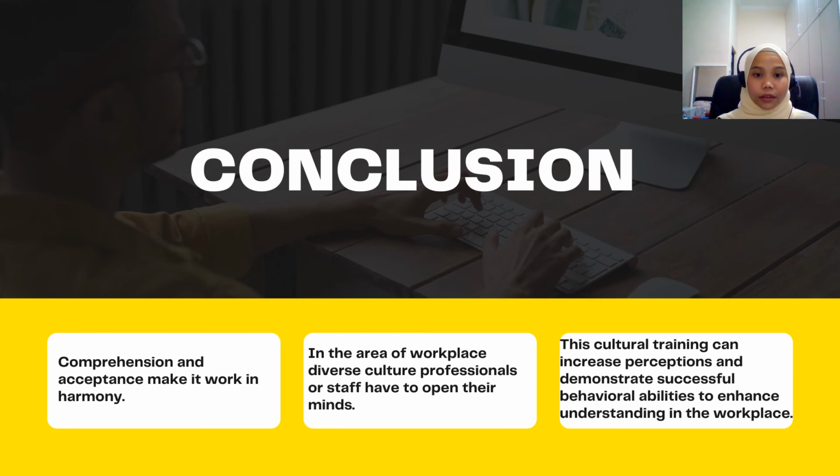Thirdly, indeed, research proves this cultural training can increase perceptions and demonstrate successful behavioral abilities to enhance understanding in the workplace. Nevertheless, it has been found that a cognitive dissonance might exist between what individuals believe is good and how they behave. This happens through performance management, like actors on stage. Employees perform and act while at work and remove their costumes and put on their own clothes to go back home.